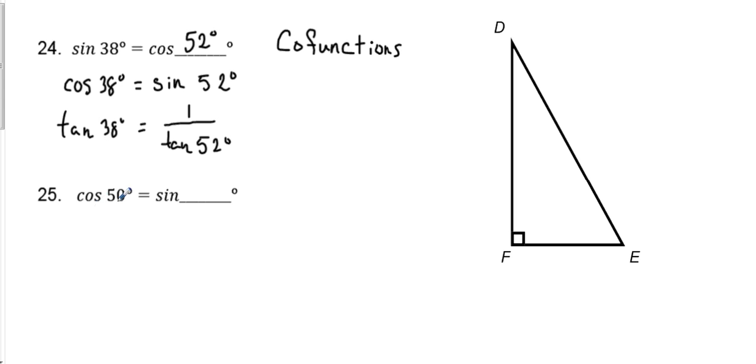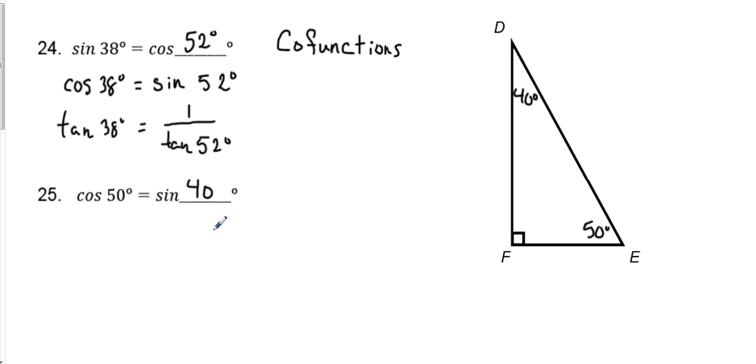We have the cosine of 50 degrees equals the sine of some angle. So let's say this angle is 50 degrees. If this angle is 50 degrees, this angle over here has to be 40 degrees. And we just said that the cosine of this angle has to be the same as the sine of this angle, and we would write cosine of 50 degrees equals the sine of 40 degrees.